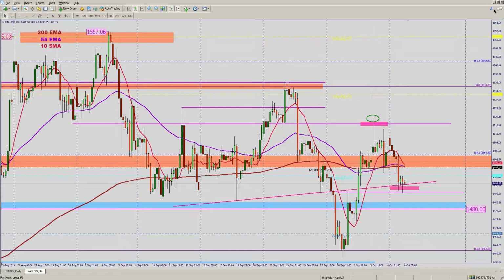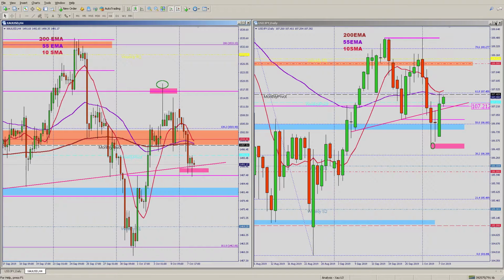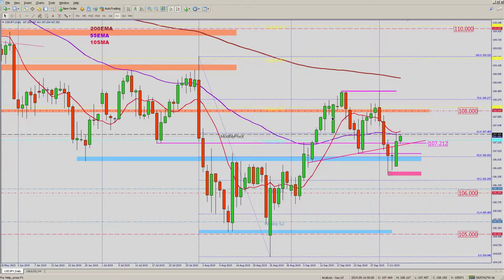Alright, let's move on to dollar yen, and likewise the inverse for dollar yen is that it gapped down lower about 26 pips and closed the gap and continued higher throughout the day to retest the monthly pivot at 107.43, as well as the daily 55 EMA and the 62 pip retracement level.